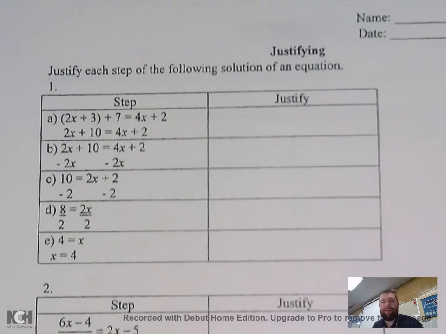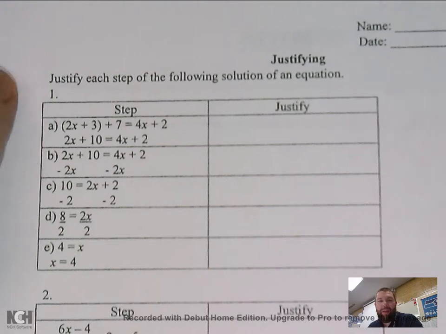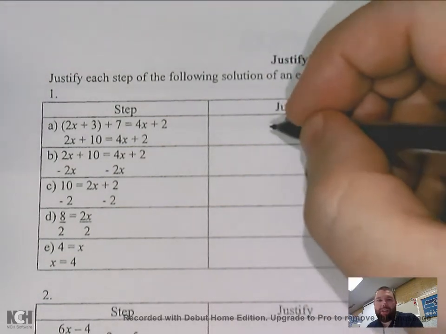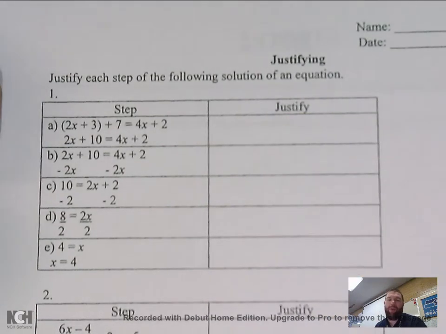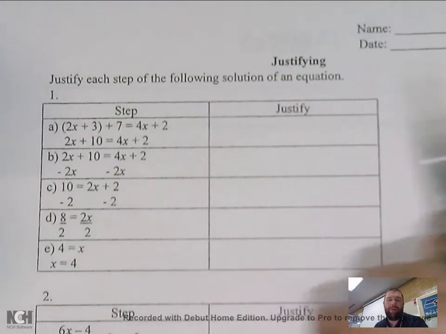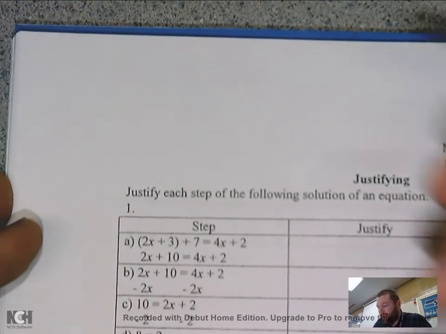So notice we don't actually have to do the math today, right? We are given the math already solved. We are justifying by naming each step, or each property they used in each step. Okay, and I'm just going to list them all real quick here.